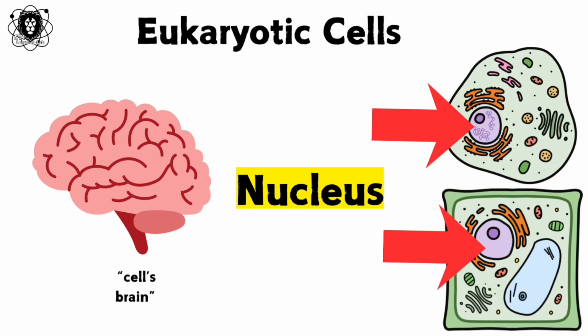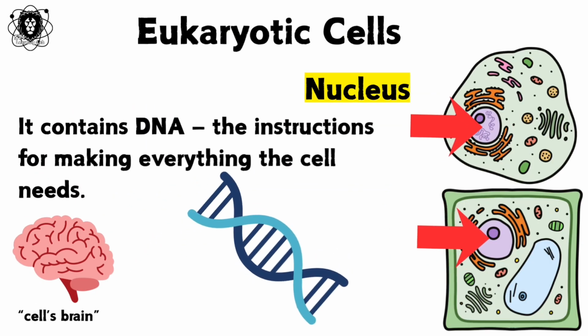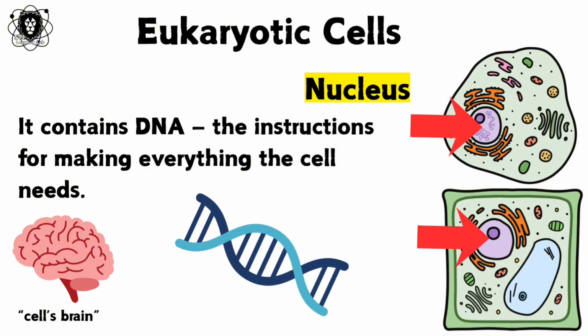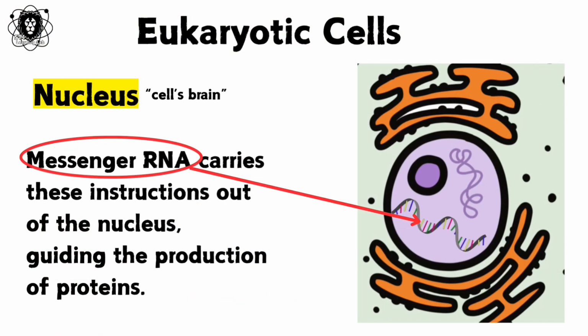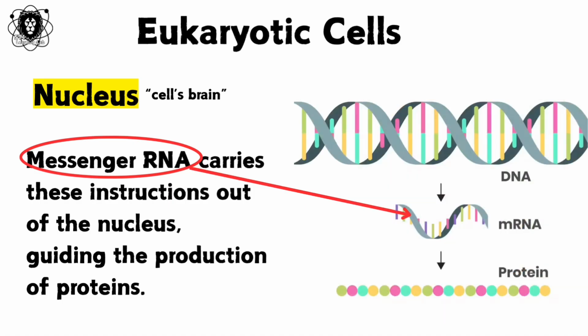The nucleus is like the cell's brain. It contains DNA, which is the instructions for making everything the cell needs. Messenger RNA carries these instructions out of the nucleus, guiding the production of proteins.